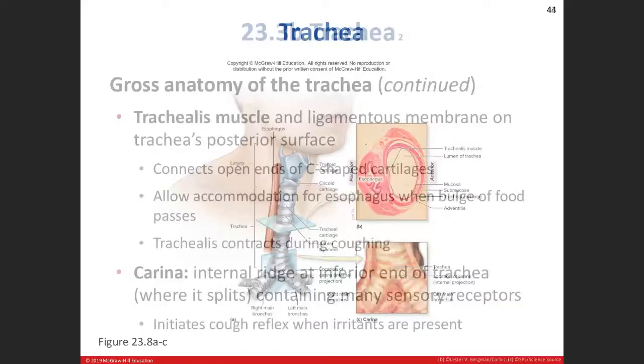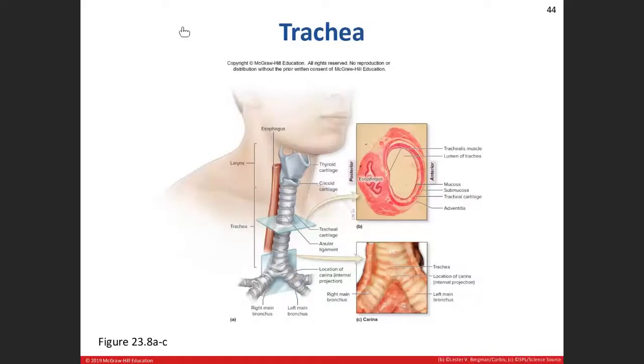Okay. So here you can see a nice histological slide preparation, cross-section of the trachea and the esophagus. Now look at the esophagus. See how it's kind of collapsed down? You can see here, here's the trachea in the front, here's the esophagus in the back.